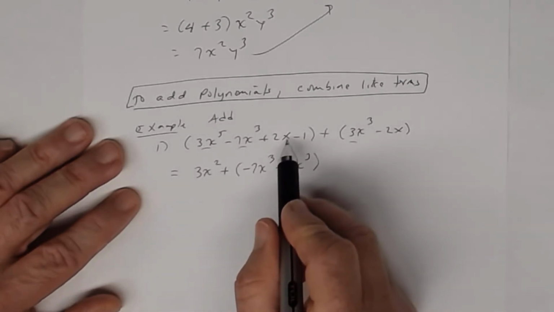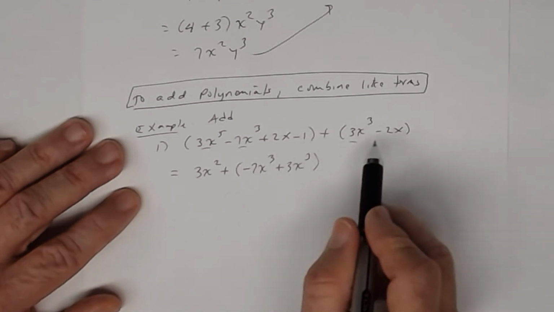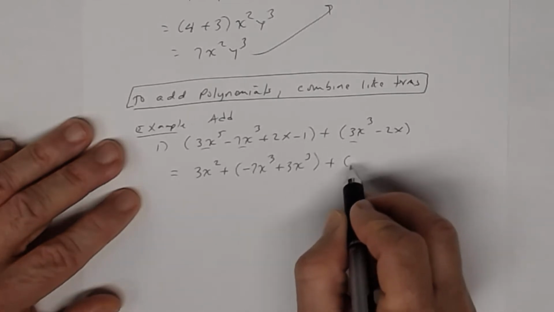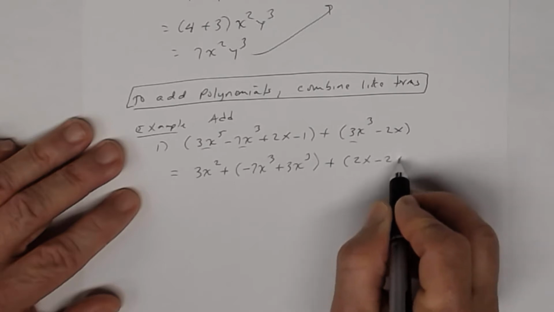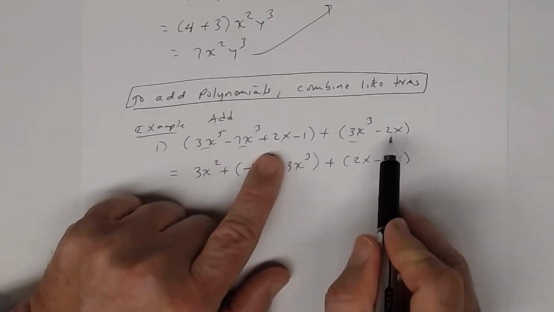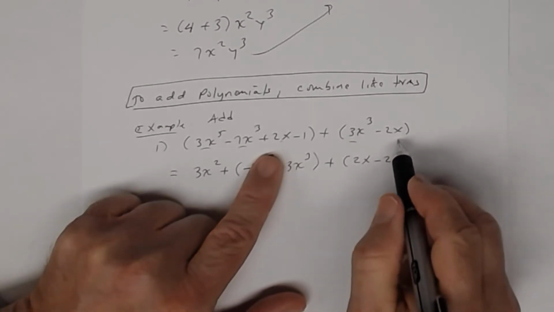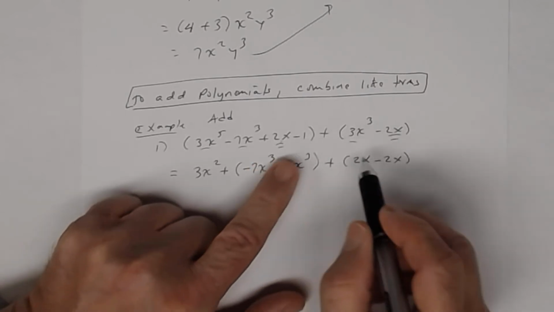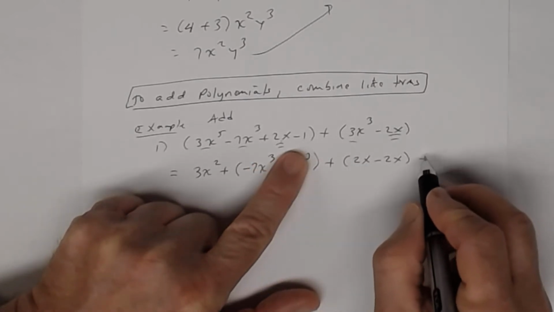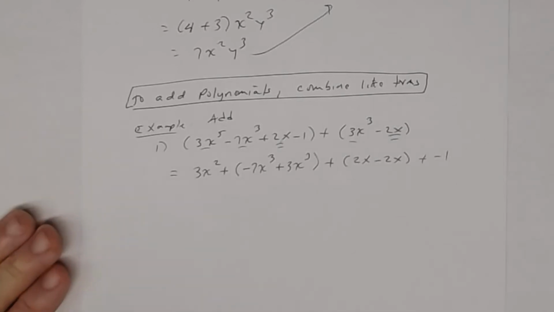Now my next one is x. So I see an x here, and I see an x here. So I'm going to put those together. Plus 2x minus 2x. Okay? 2x minus 2x. So that takes care of this and this. And then all I have left is this constant. So I'm just going to say plus a negative 1. All right? So that's what I have so far.